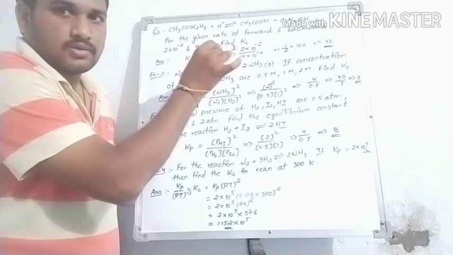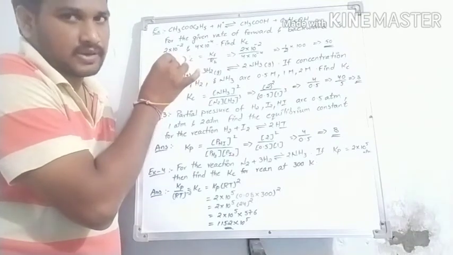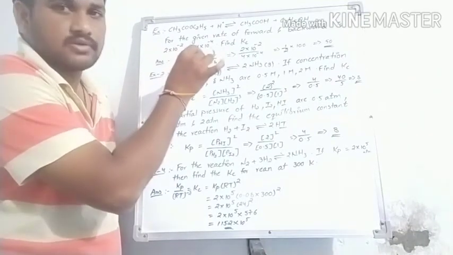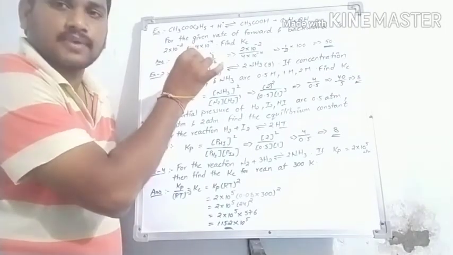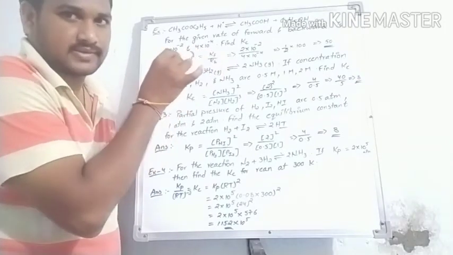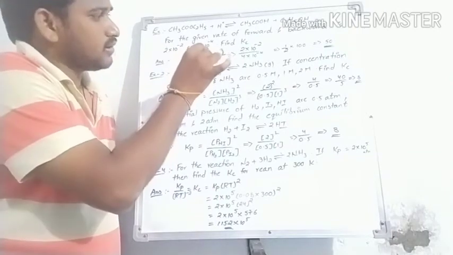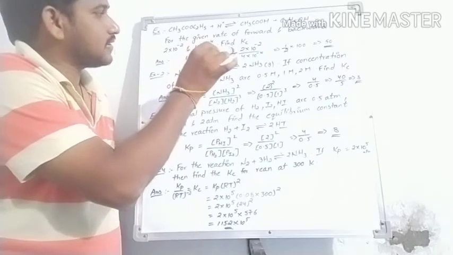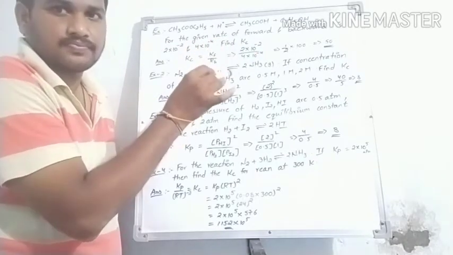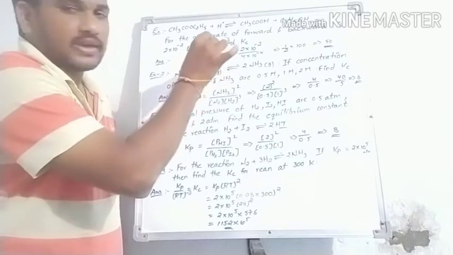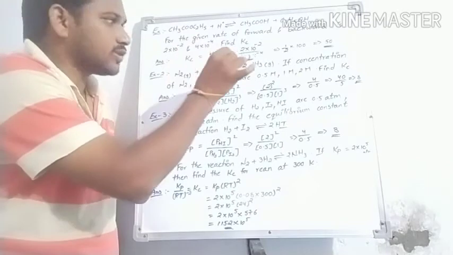Students, you know that Kc means equilibrium constant equals rate of forward reaction by rate of backward reaction. That is one of the formulas. Where Kf means the forward constant is 2 into 10 power minus 2, and in the given data, the backward reaction is 4 into 10 power minus 4.